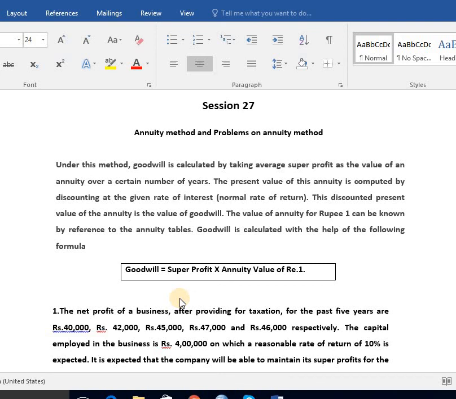So, now you know goodwill is equal to the product of super profit and annuity value as stated with reference to annuity table. We will not be given any annuity table in the examination. The problem itself will give the annuity value, and we take that and multiply it with the super profit. So children, let us now discuss a problem. Let me discuss a problem here.